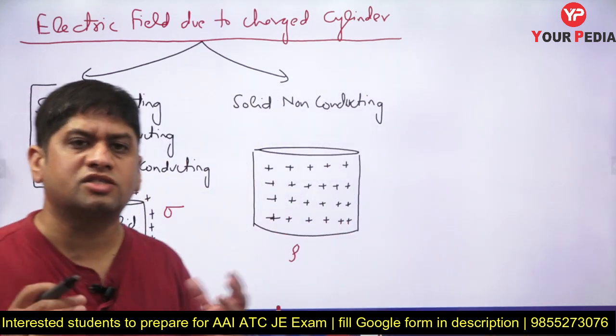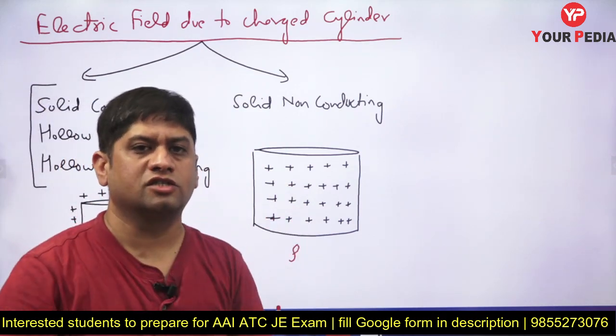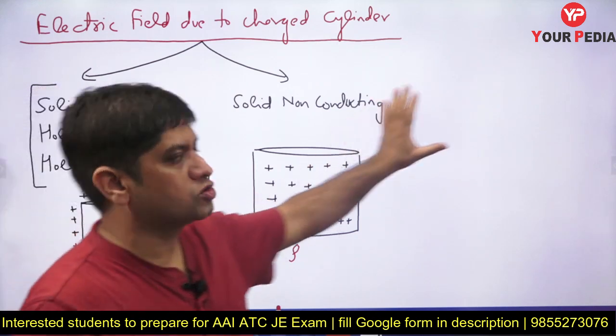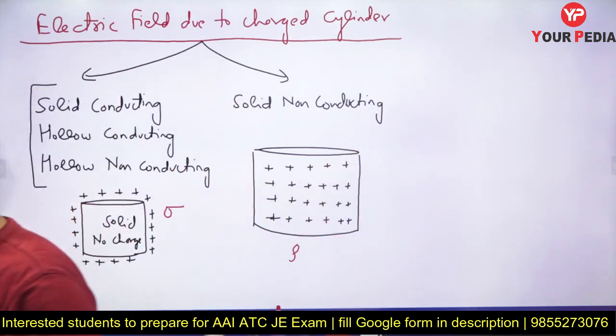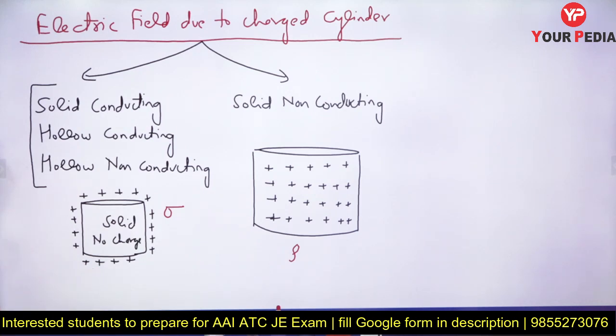And how to calculate the charge? Then that is rho into the volume within which the charge is distributed. That is true for cylinder also and then sphere also. It is the same. We will be doing the same thing there. Now let us first try to analyze the solid conducting cylinder, because this is the category we are making.